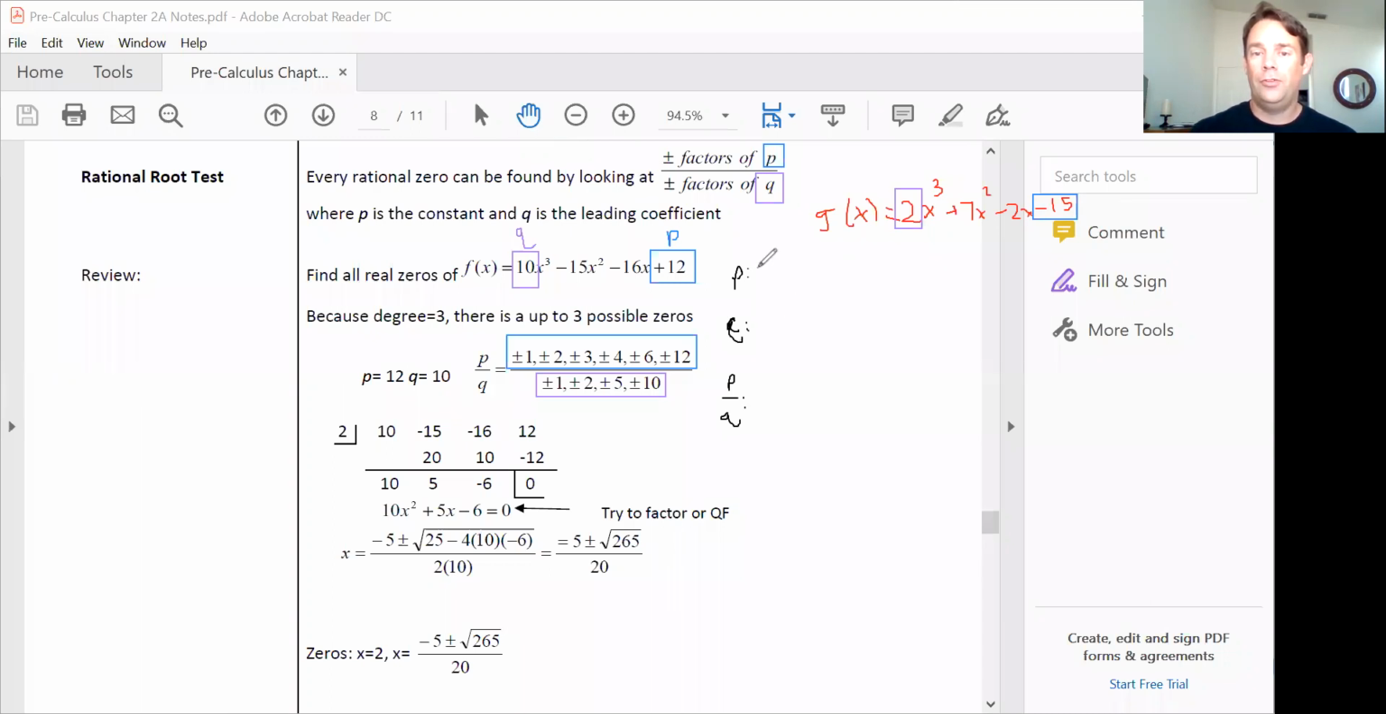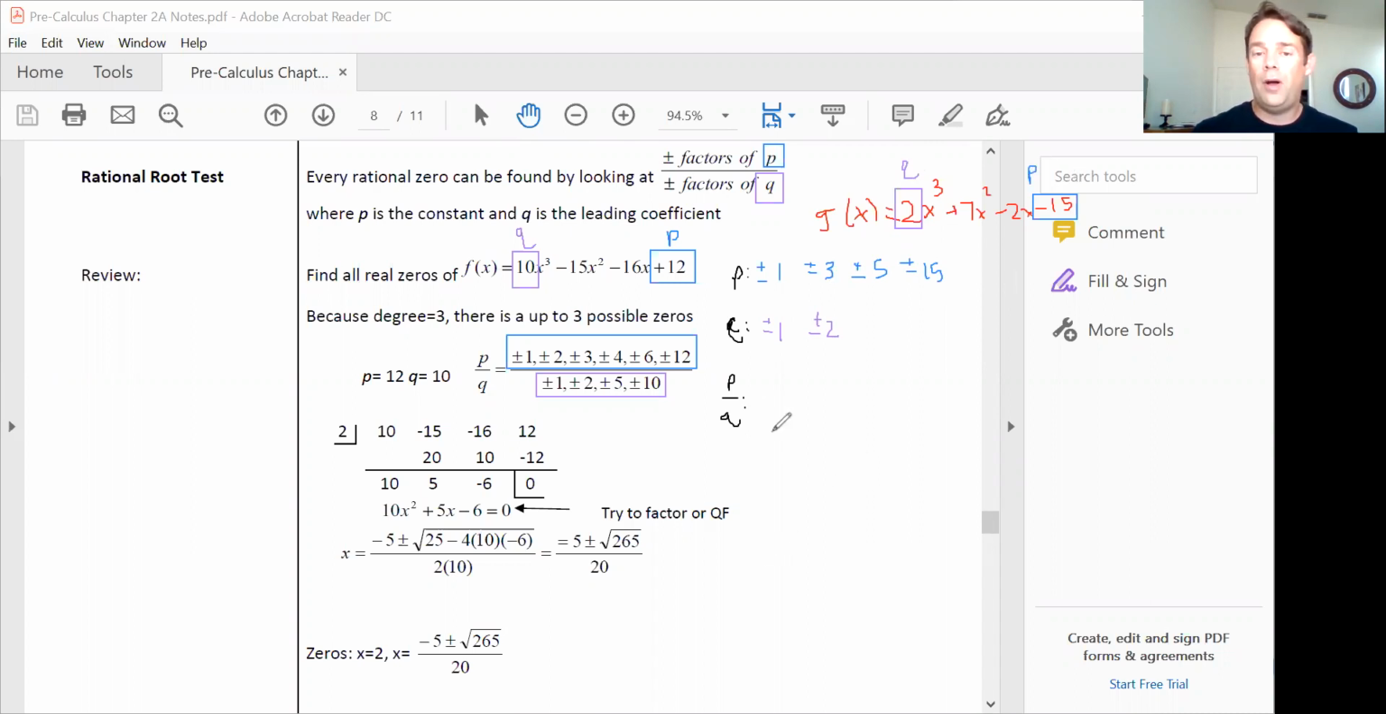All right, here we go. P, since it's 15, that could be plus or minus 1, plus or minus 2, plus or minus 3. Oh, you should have stopped me. There's no 2. Come on now. Plus or minus 1, plus or minus 3, plus or minus 5, and plus or minus 15. So we have 4 different numbers that go into 15. For q, we had plus or minus 1 and plus or minus 2. So here's our q, and here's our p. All the factors of the last number, all the factors of the first number.